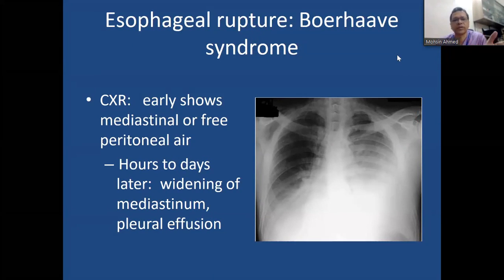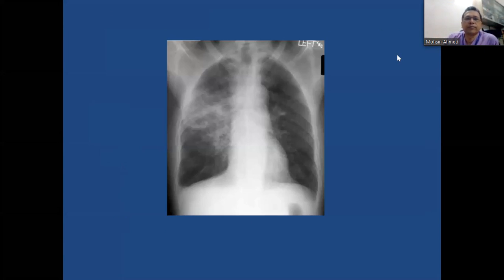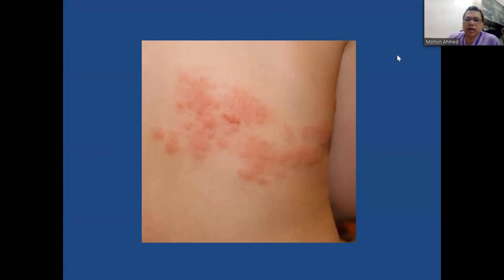It is Boerhaave syndrome. Early, X-ray shows mediastinal air. Hours or days later, widening of the mediastinum and elevation of the diaphragm show the rupture. It is Boerhaave syndrome. Then, in the case of herpes zoster, there is severe pain, so you should start treatment in the patient with rash in the dermatome.